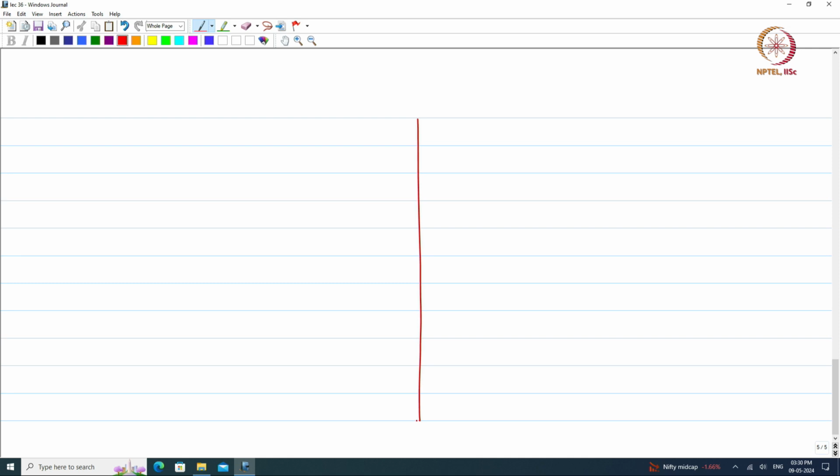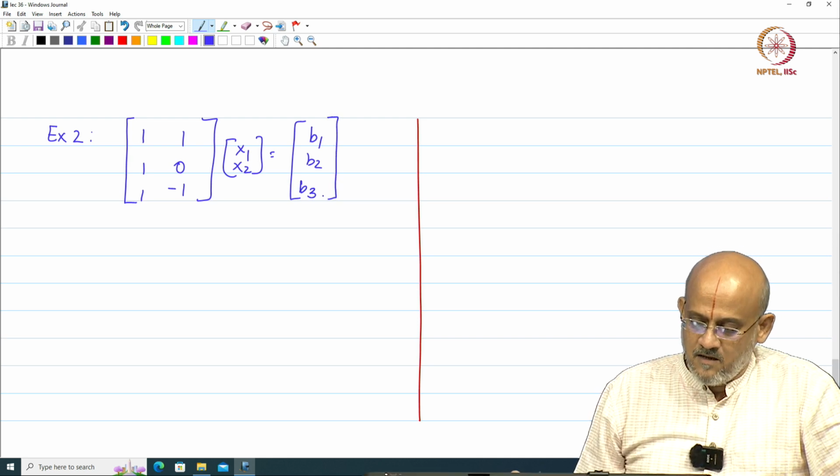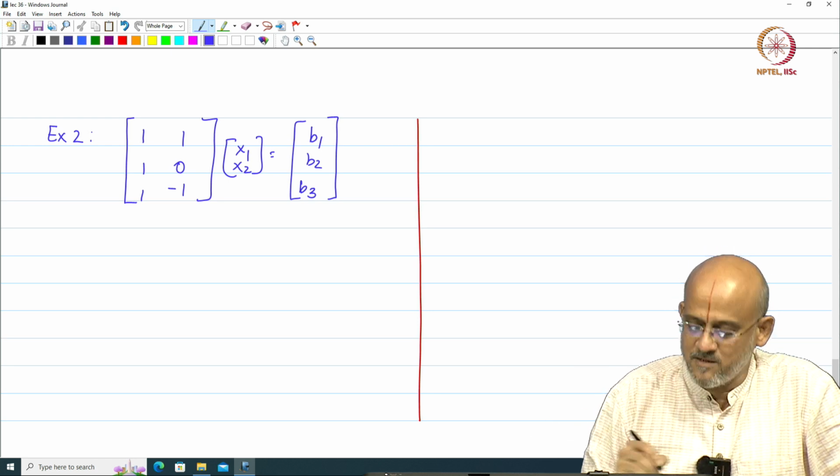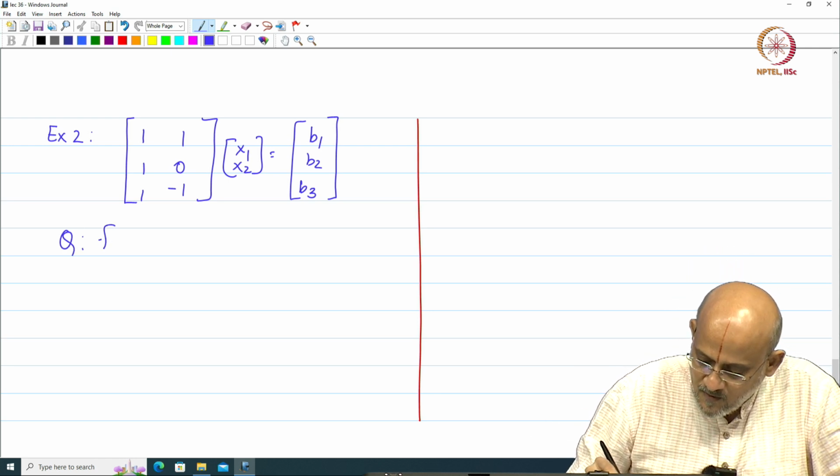Right. Let us take another example. We just got this one, maybe it could be by fluke. Let us take another example. So let us consider this example 2, where I have 1 1 1 1 0 minus 1, x1 x2 is equal to B1 B2 B3. So we ask, when does this system of equations have a solution? So the question is, for what values of B?